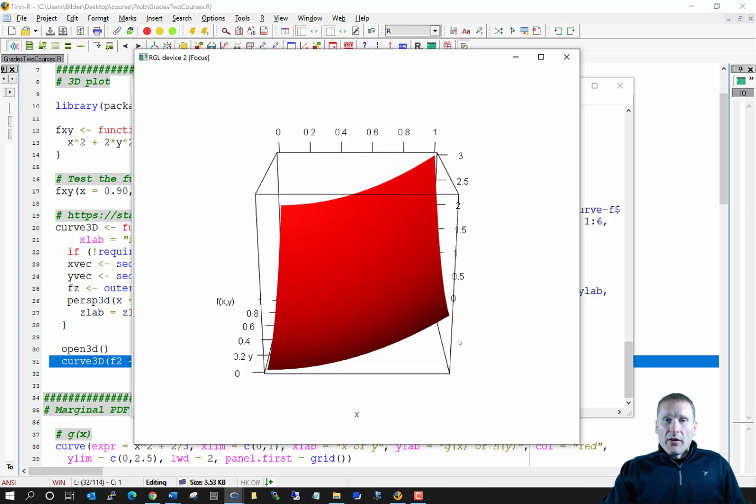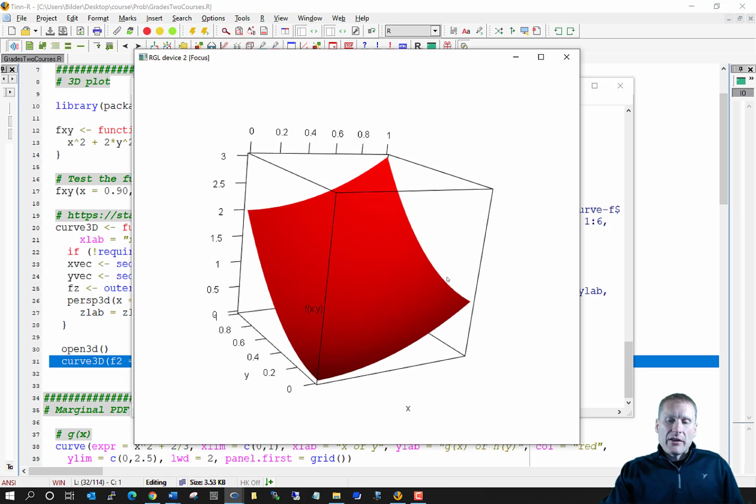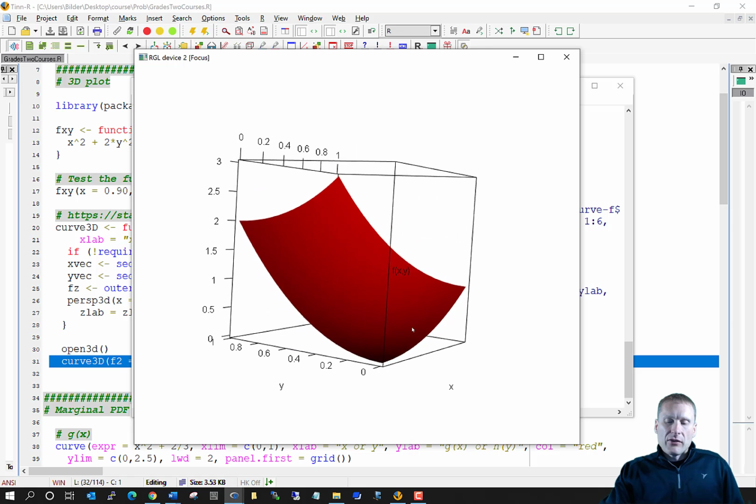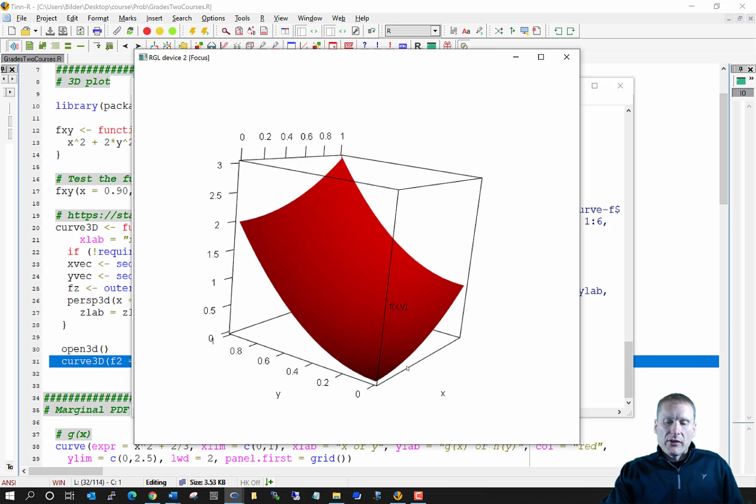The red part there represents this f of x, y. And inside this plot, I can actually spin it, rotate it, zoom in, zoom out, and so on. If I click on my left mouse and hold down on it, and then move my mouse, you can see how the plot is rotating. And so you get a better idea of what the surface looks like.